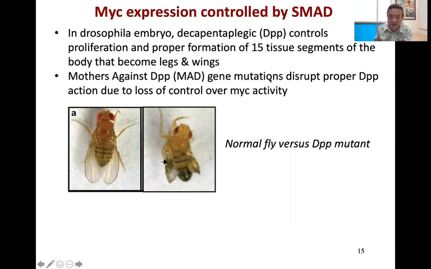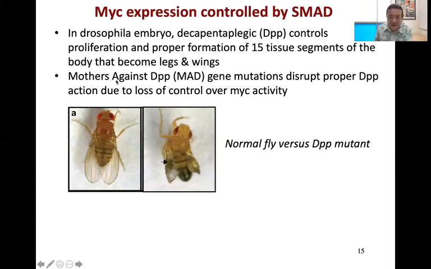So in Drosophila, there's a gene known as DPP. It's actually called decapentaplegic. So decapenta means 15. It's named this way because the normal functioning of this protein leads to the normal formation, in the early Drosophila embryo, of the 15 different tissue segments that become the body, the legs, and the wings. If there's a defect in this DPP gene, then this is the type of fly that arises. So very clearly, morphological defects that can be traced back to early development.